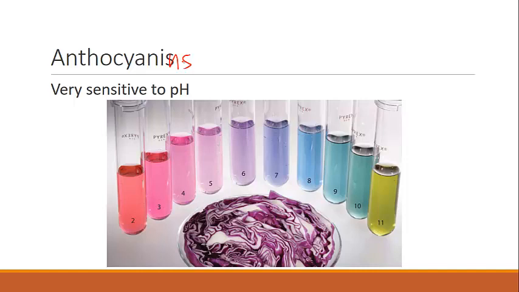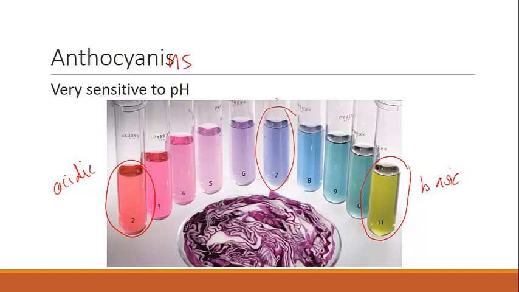So we can see on the acidic end of things with a pH of 2, it's almost red. And at the higher end of pHs, in basic conditions, we have almost this green color. And in neutral conditions, it's a blue. So we can actually use red cabbage juice as a pH indicator. So you can make your own pH indicator at home by just boiling red cabbage in water and straining it.